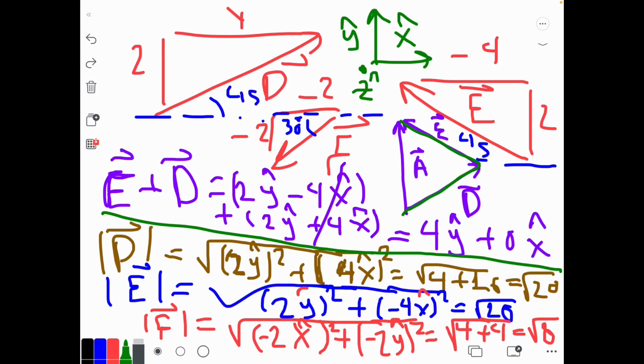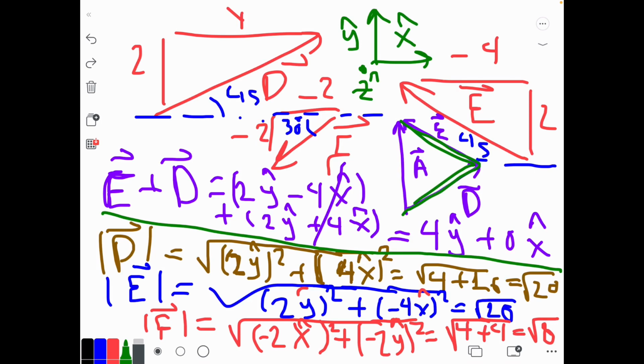Then we say y hat is going to be up, x hat is going to be right. So E is using 2 y hats, and then negative 4 x hats going in the opposite direction. D is going to use 4 x hats and then 2 y hats. And you see, if we use it graphically, it seems that the x hats are going to cancel each other out. So let's prove this by adding them.